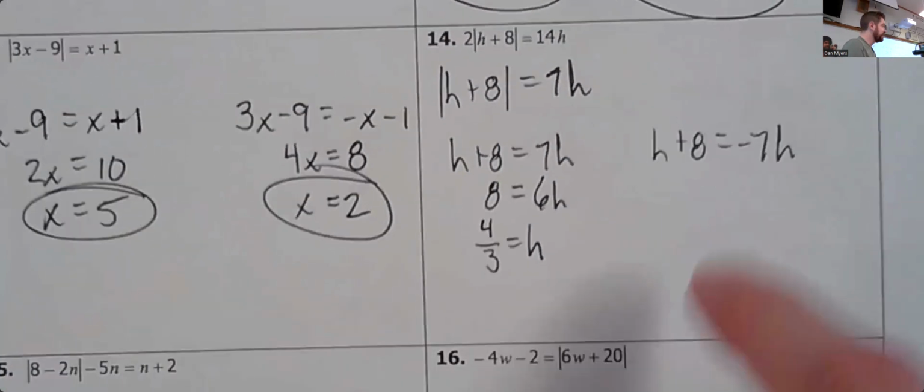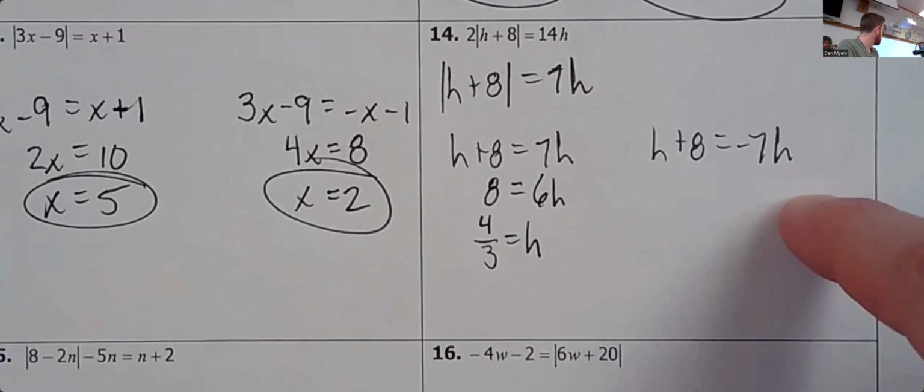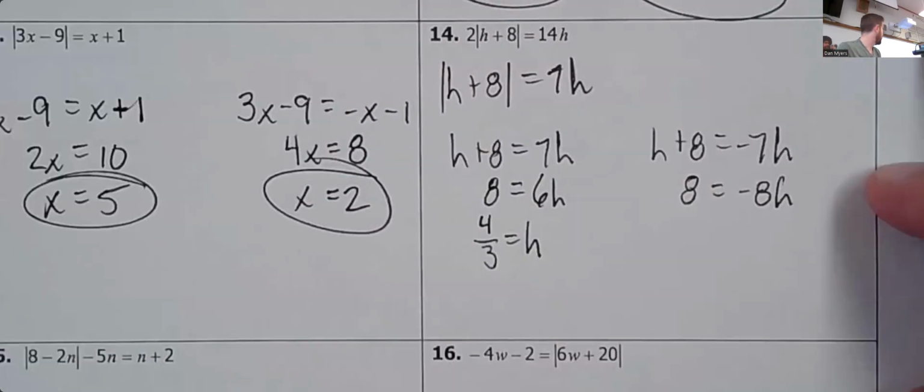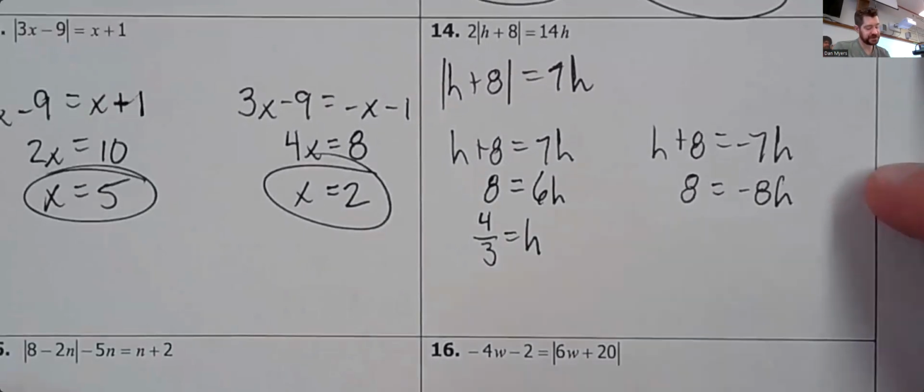This one over here will be a little bit simpler because when you subtract h from both sides, that would be 8 equals negative 8h. Dividing on that is a lot easier, just equals negative 1. So h on this one is equal to negative 1.